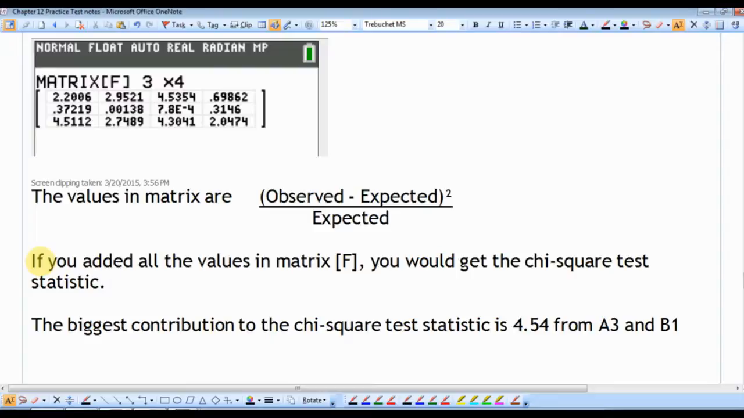If we're saying one standard deviation, what would be comparable to that? There is no comparison to that. If you added up all the numbers in another matrix, like matrix E, it wouldn't add up to chi-square. If you added everything in matrix E, because that's the expected values, you would just get the grand total. So only F would get the correct number. The chi-square test statistic is computed most directly from matrix F.